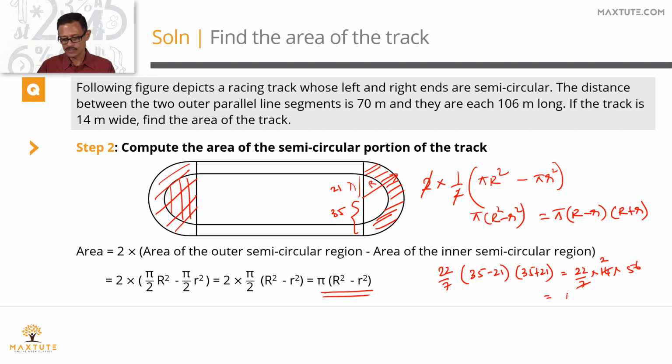So what we have is 44 times 56 as the area of the semicircular tracks that we have, both the tracks. Find out what is 56 into 44. 56 into 44. This is 24, 2 carried over, that leaves us with 22. Again 224. So 2464. So 2464 is the area of the semicircular track.